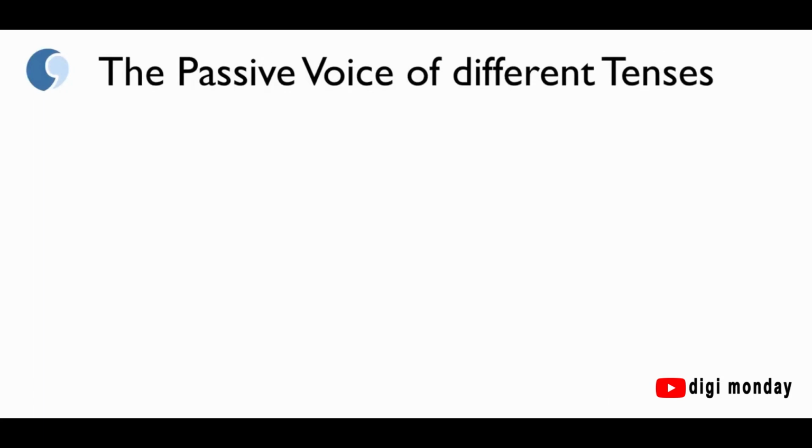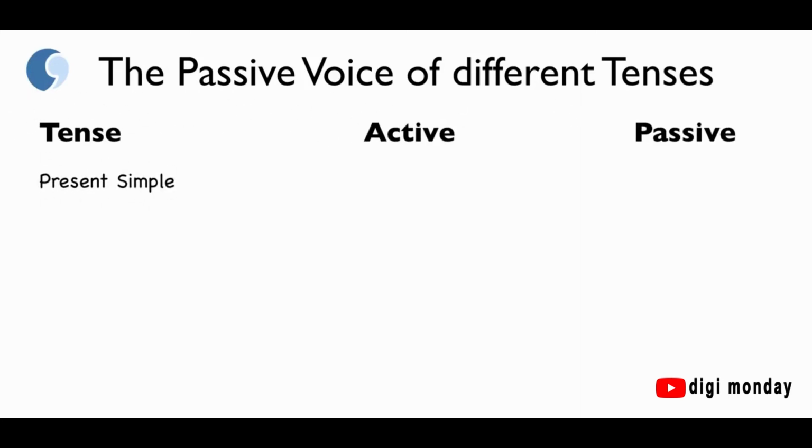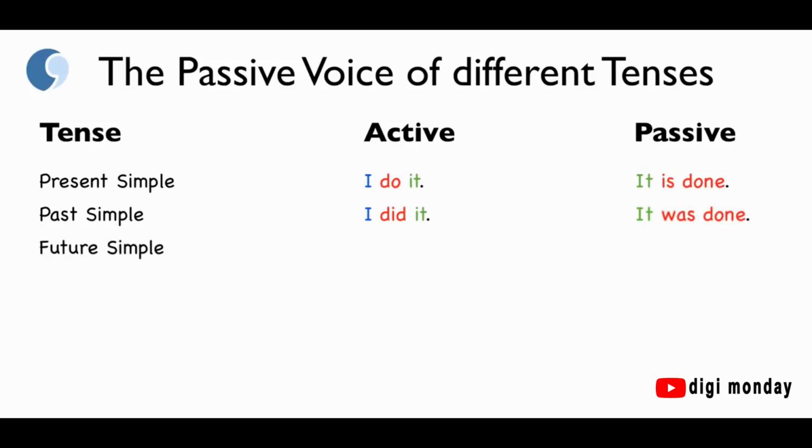Okay, let's have a look at the passive voice of different tenses. Present simple, active, I do it. It is done. Past simple, I did it. It was done. Future simple, I will do it. It will be done. Present continuous, I'm doing it. It is being done.